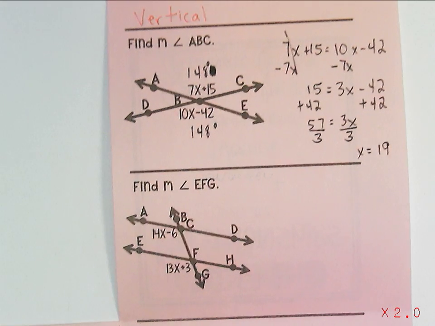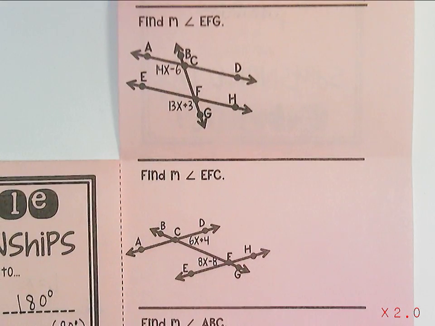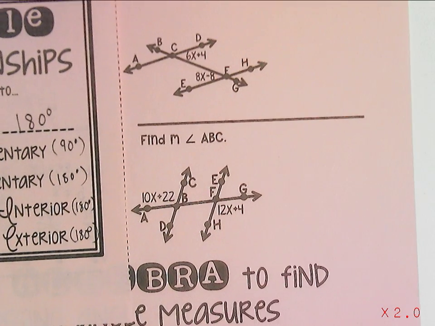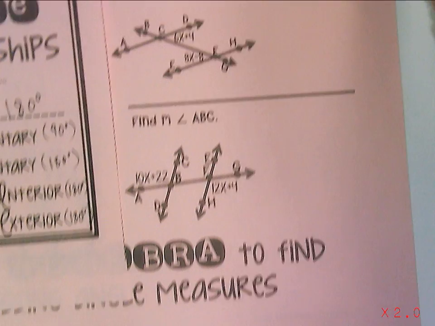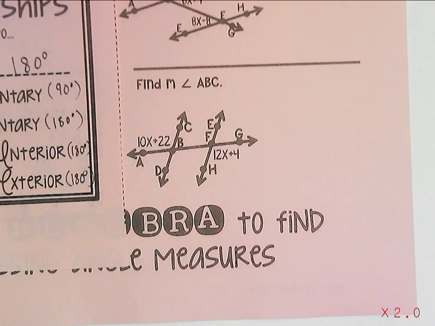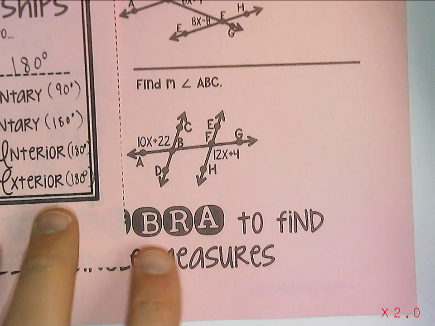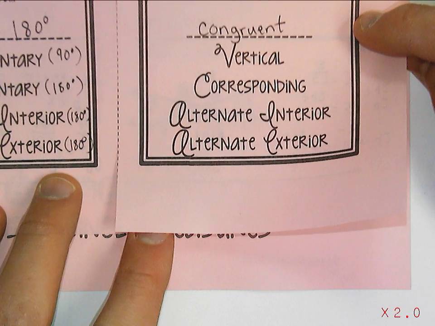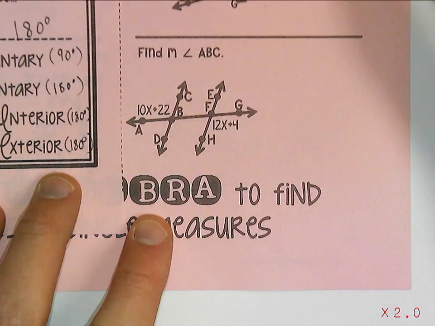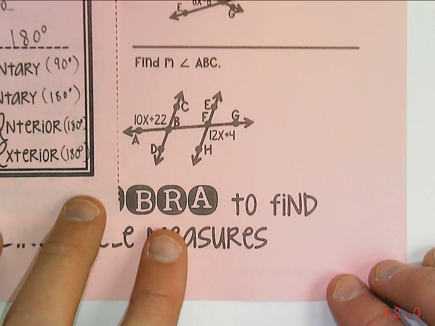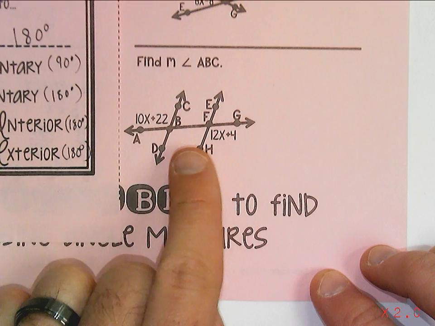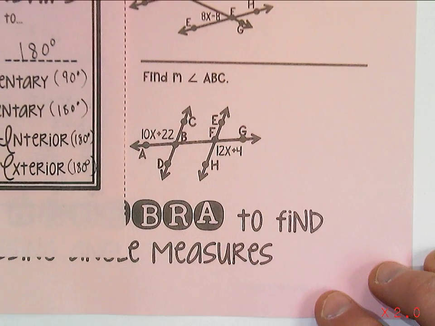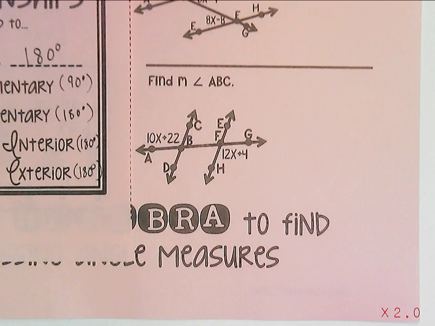So number 2, I'm going to leave for you to do. Number 3, I'm going to leave for you to do. And we will work on number 4 together here. So our options on the front page are vertical, corresponding, alternate interior, and alternate exterior. So looking at these angles, they look like they're both on the outside and they're on opposite sides. So that must make them alternate exterior angles.